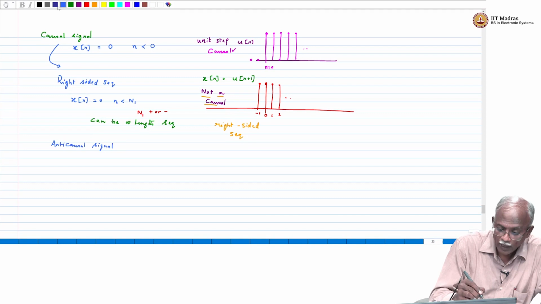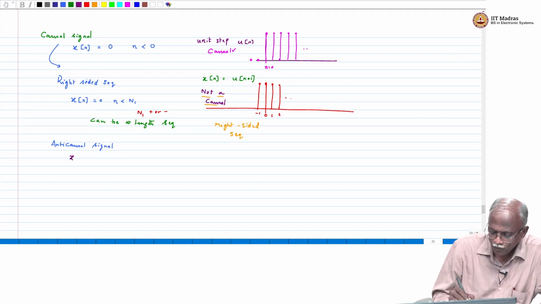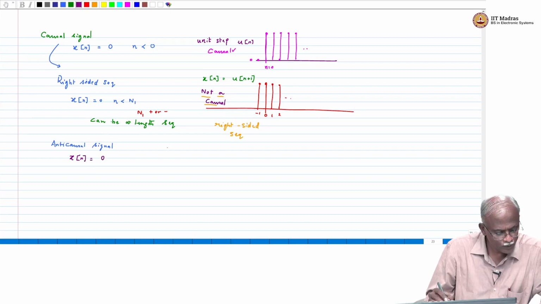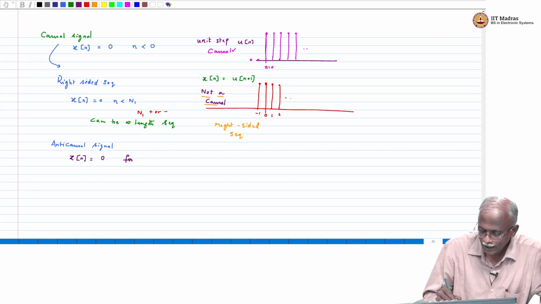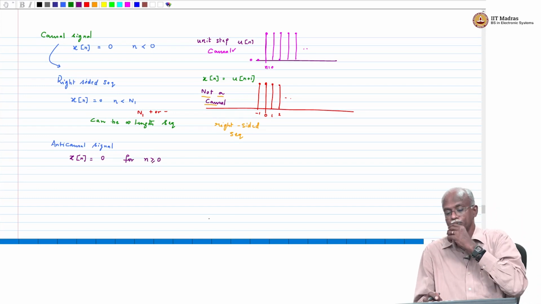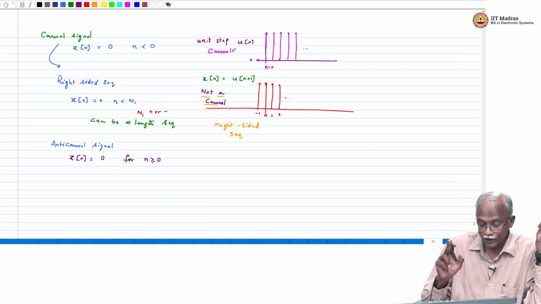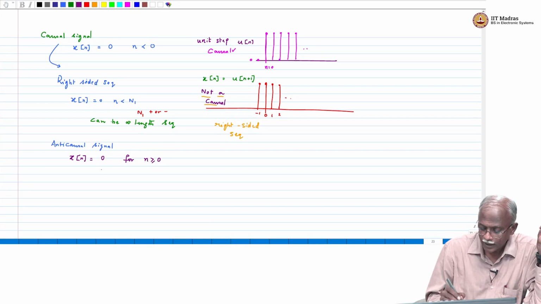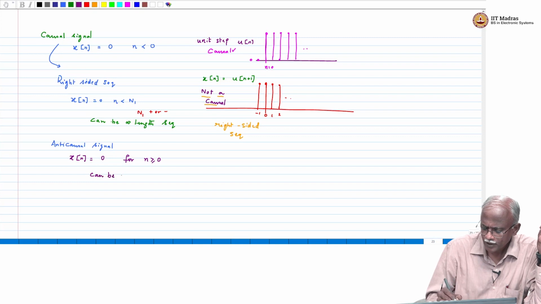Again, definitions are very, very important. x of n is an anti-causal signal if x of n is equal to 0 for n greater than or equal to 0. And again, this can be of infinite length.